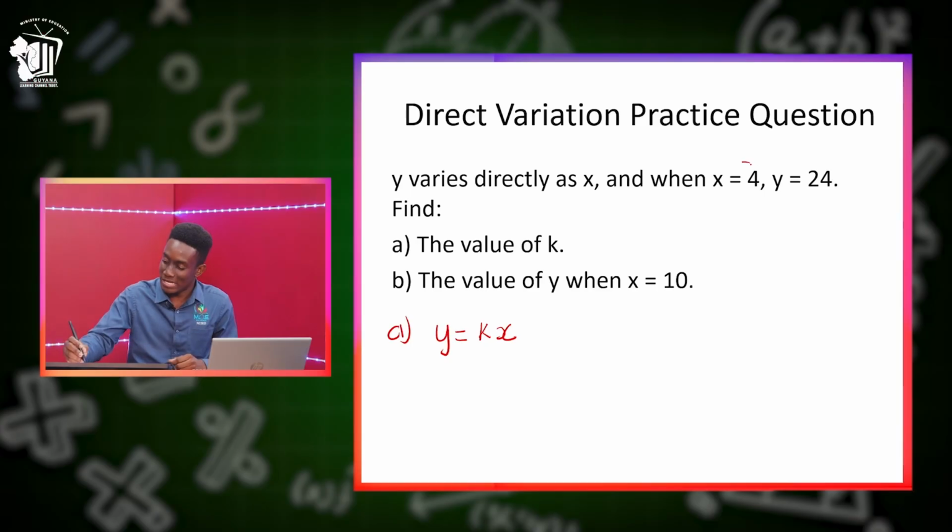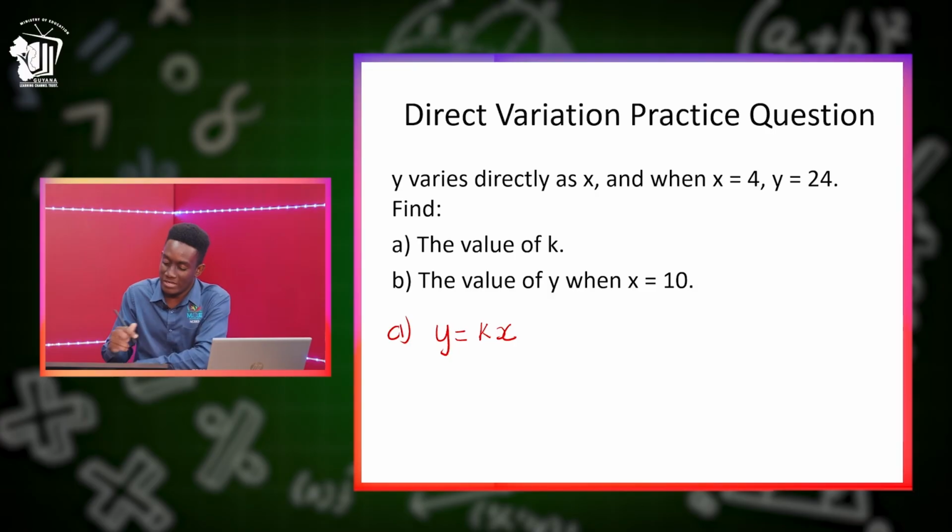So first thing we need to do is find the value of k. In order for us to find the value of k, we must use the values given for x and y, and then use that to find k. It says when x is equal to 4 and y is equal to 24, find k. We use these values that they give us, and we find what k is. After we find k, remember k is a constant, so that means k will not change. So let's find k.